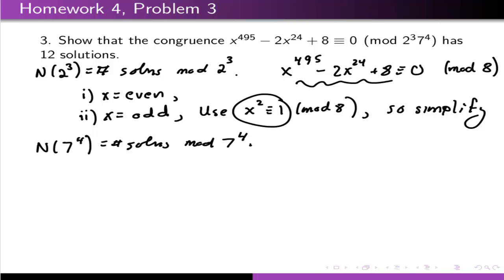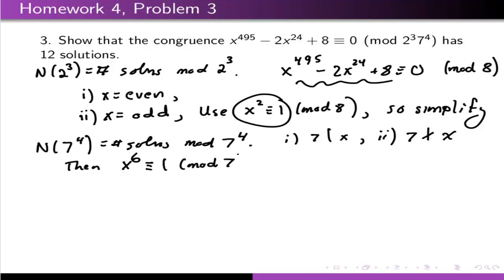And again, we can think of two cases. One is a case where 7 is a divisor of x. And you can very quickly determine whether you have any solutions mod 7 to the 4th in that case. In case 2, 7 is not a divisor of x. And when 7 is not a divisor of x, then x to the 6th power is congruent to 1 mod 7.